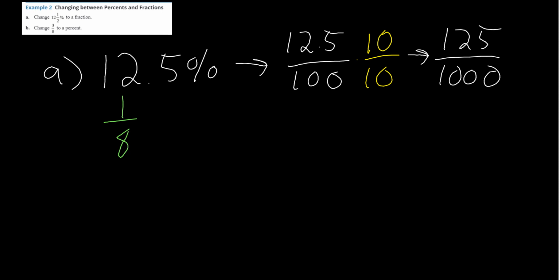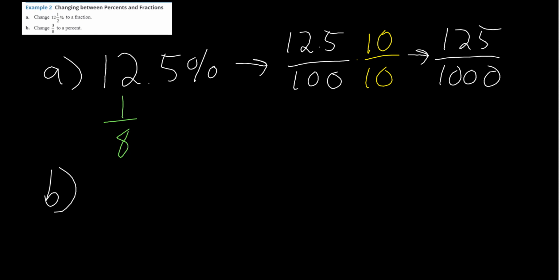Okay, because 125, you could reduce it by putting 5 into it a lot, or you can say 125 goes into 125 one time, and 125 goes into 1,000 8 times. Basically the same thing you could have said here: 12.5 goes into 12.5 one time, and 12.5 goes into 100 8 times.